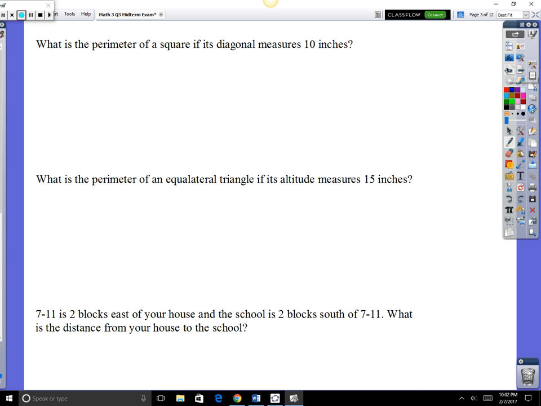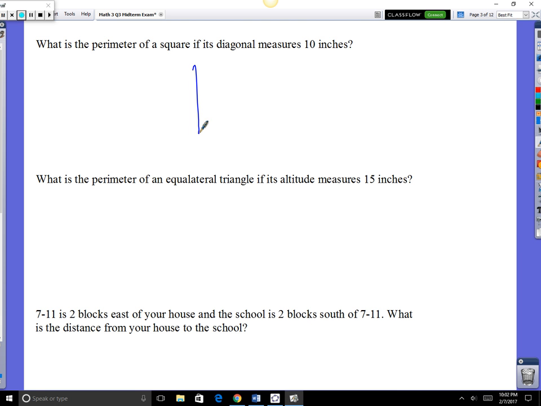Okay, now we got some word problems. What is the perimeter of a square if its diagonal is 10? So you got a square, and they're giving you the diagonal is 10. And you need to find the perimeter, so you need to add up all the way around the exterior. So the diagonal is 10. You're going to go backwards.